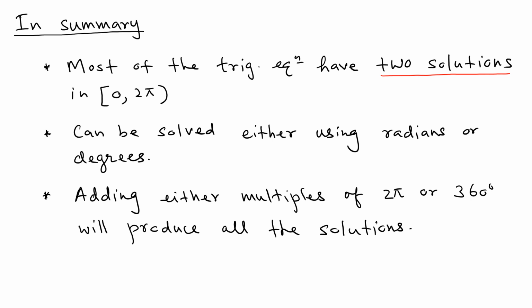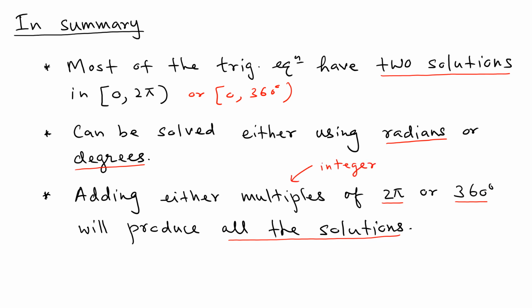in 0 to 2 pi, or you can say 0 to 360, depending on whether you want to do it in degrees or in radians. It can be solved in either radians or degrees, depending on the need. And also by adding either multiples of 2 pi or 360, again depending on radians or degrees, you can find all the solutions. Here multiples means integer multiples. You have to be careful with that. Integer multiples, not any multiple. Adding integer multiples of 2 pi or 360, you can find all the solutions.